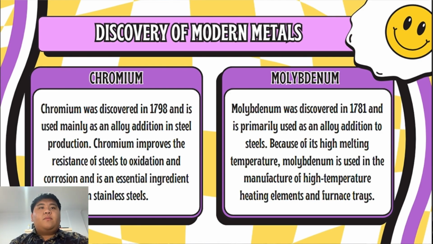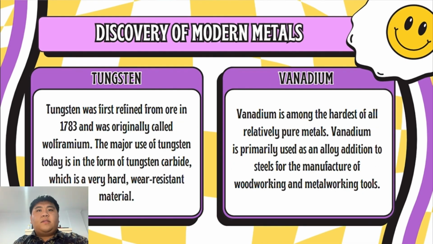Molybdenum. Molybdenum was discovered in 1781 and is primarily used as an alloy addition to steels. Because of its high melting temperature, molybdenum is used in the manufacture of high temperature heating elements and furnace trays. Tungsten. Tungsten was first refined from ore in 1783 and was originally called wolframium. The major use of tungsten today is in the form of tungsten carbide, which is a very hard, wear-resistant material.